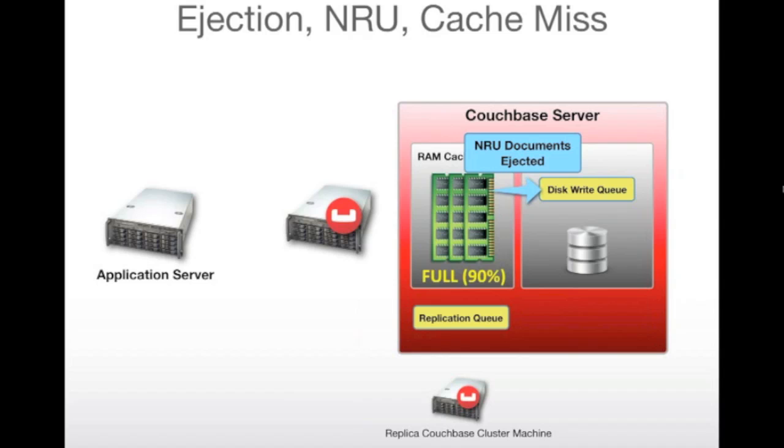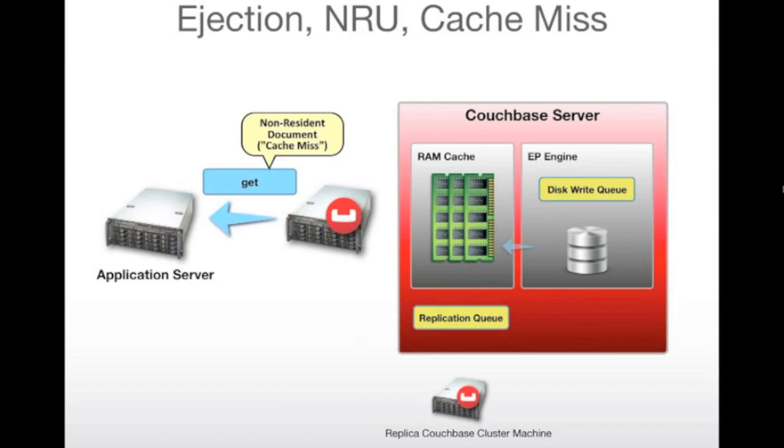They get ejected to disk, and then when you do a retrieval, they will actually come from disk into the RAM cache and then back to the application server. So in this case, we're doing a get operation on a key that was ejected from RAM and is being pulled off disk into RAM cache and returned back to the application server.